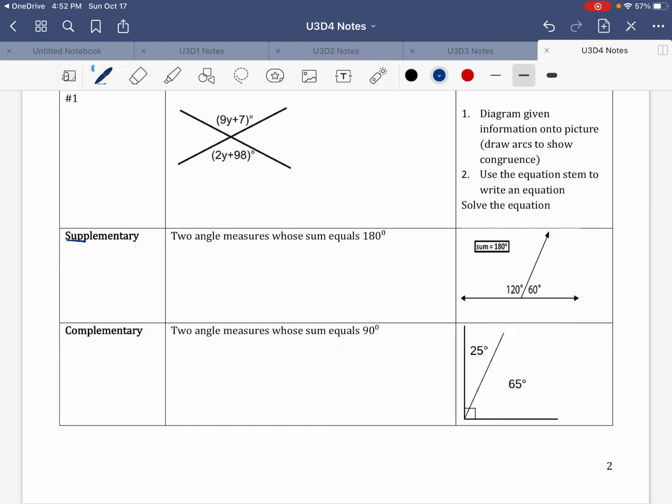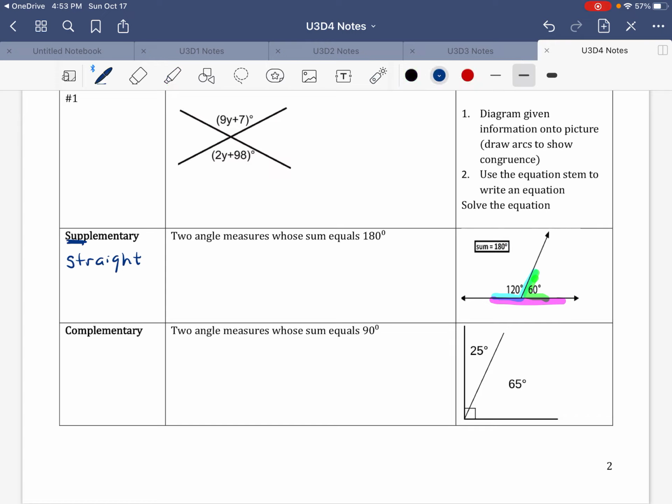When you see the word supplementary, you should think about the word straight. Now straight lines have 180 degrees, and supplementary angles are when you have 2 angles that add up to 180 degrees. In other words, the 2 angles create a straight line. If we look at the angle that's 120 degrees and 160 degrees, when you add them together, you get a line that is 180 degrees.